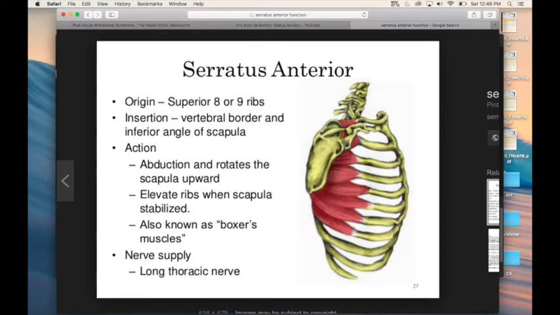Serratus anterior. Origin: superior 8 or 9 ribs, inserts vertebral border and inferior angle of scapula. Actions: abducts and rotates the scapula upwards, elevates ribs when scapula stabilized.